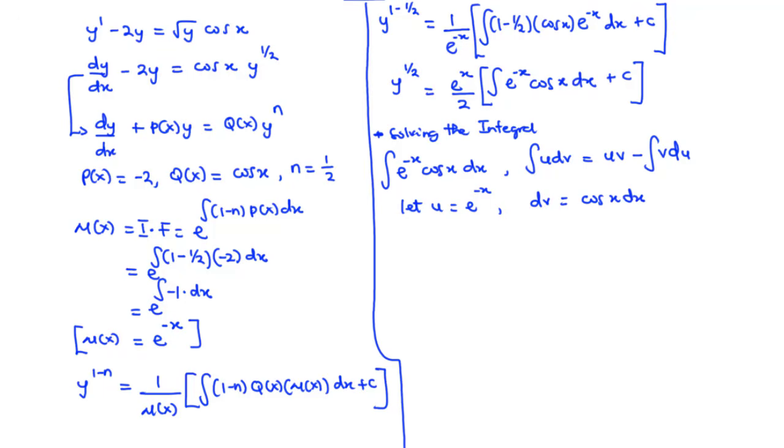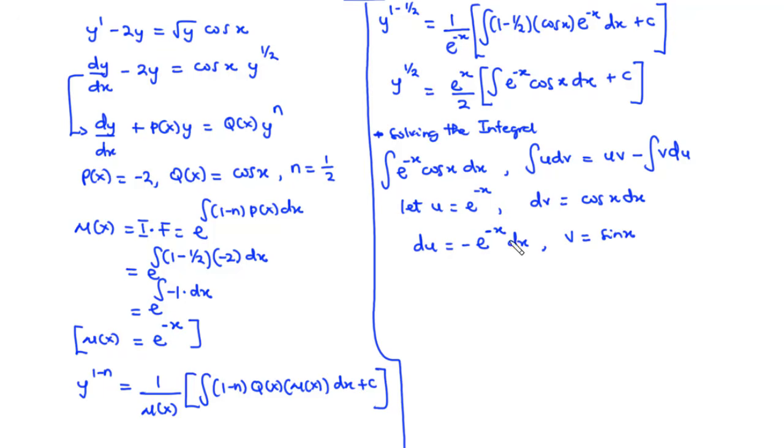Now let's try to find du. So we are going to differentiate u with respect to x. First of all, we differentiate the exponent. When you differentiate negative x with respect to x, you have negative 1. So you are going to have du equals negative 1 times e to the power negative x dx, because we differentiated with respect to x. And then for dv, we are going to integrate that. When you integrate cos x dx, you have sin x.